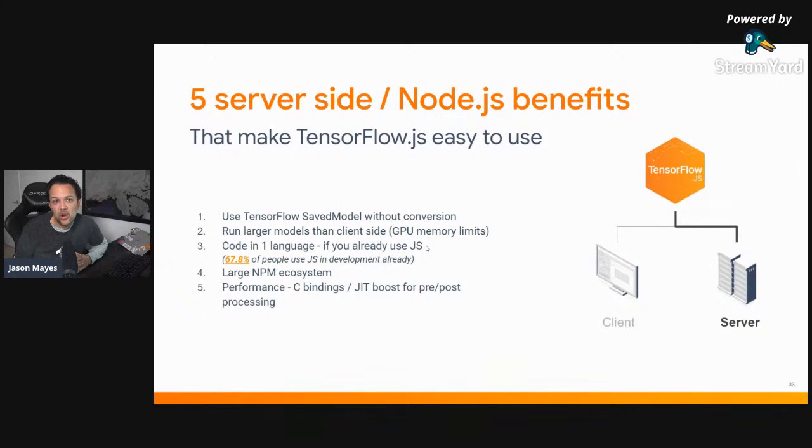The third point is it allows you to code in one language. If you're already using JavaScript, being able to keep all your code in JavaScript is a really big win for maintainability. And currently 67.8% of developers use JavaScript in production already. And that's a very large percent of people. And this is from the Stack Overflow 2020 survey. So this is new data, and JavaScript is on the rise. Of course, there's a large NPM ecosystem, so lots of great modules for you to reuse. And then, of course, we spoke about the performance benefits. You've got the same C bindings as Python, so you've got the same performance for inference, but you get that just-in-time compiler boost if you're converting over the pre- and post-processing layers.